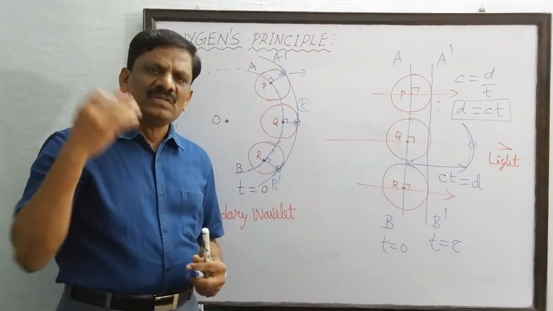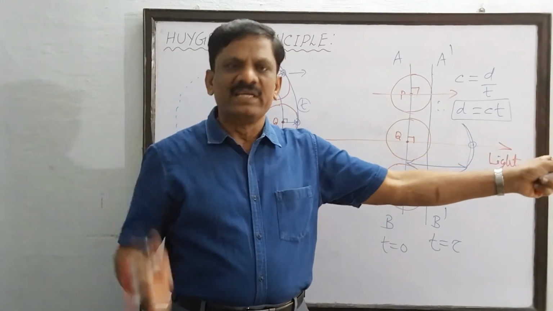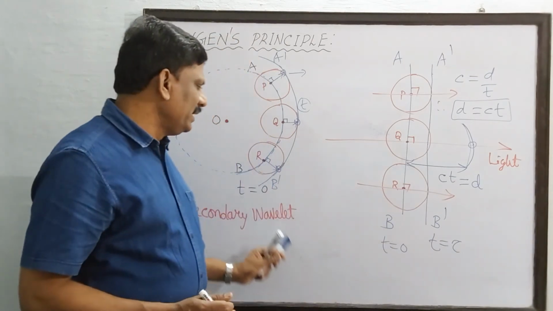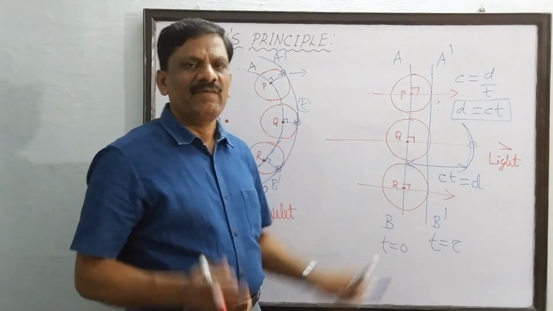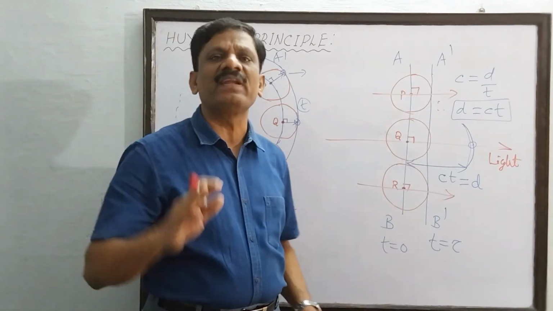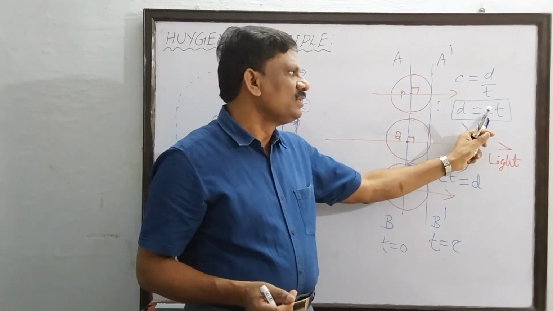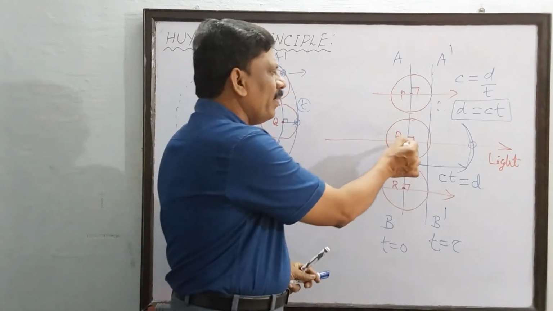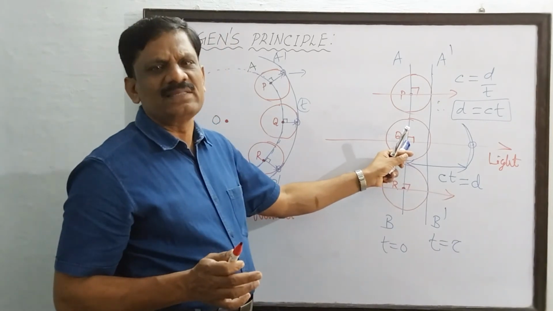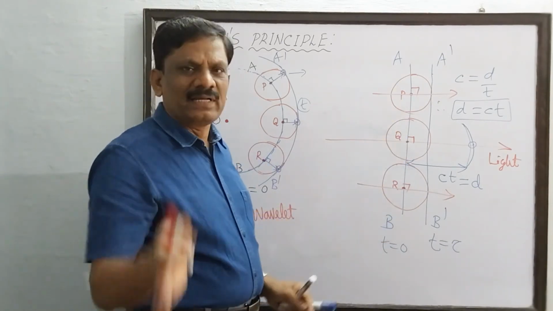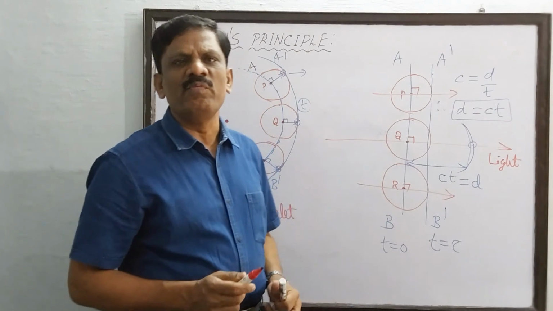Now using Huygens principle, can we locate the position of the new wavefront which is ahead of the given wavefront? At time t equal to 0, the given wavefront is AB. Where will the new wavefront A dash B dash be after a time t? It will be at a distance d equal to c into t. So with any point on the given wavefront as a center, you cut an arc of radius d equal to c into t. That will be the position of the new wavefront.